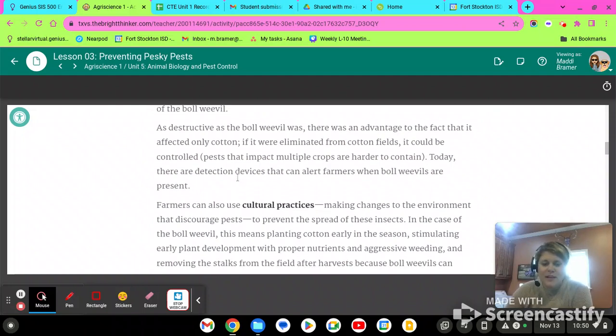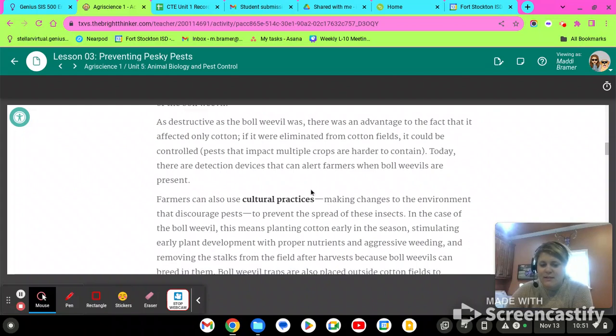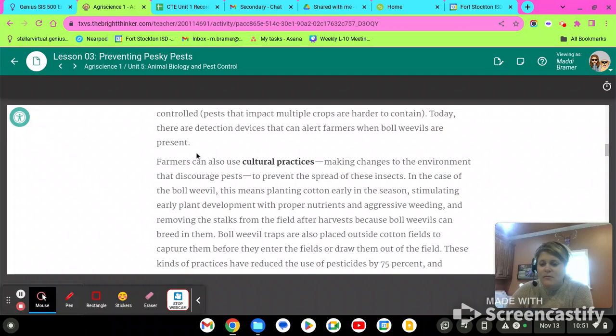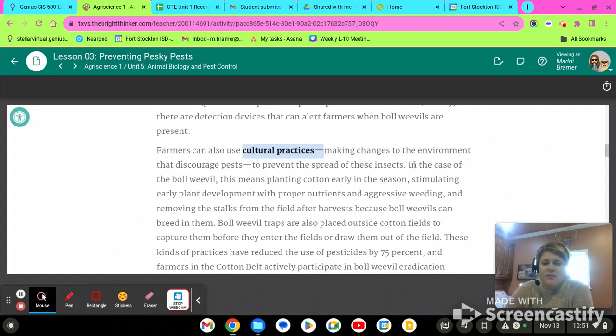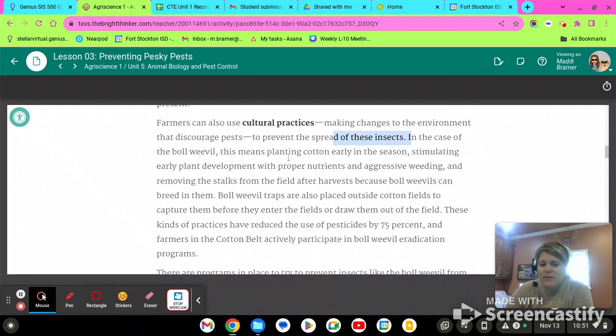So today there are detection devices that can alert farmers when boll weevils are present, so they can know they don't need to plant cotton there. Farmers can use cultural practices, which are making changes to the environment that discourage pests, to prevent the spread of these insects. So for boll weevils, that meant planting cotton early, stimulating early plant development with nutrients and weeding, and removing the stalks from the field after harvest, so that boll weevils don't breed in them.